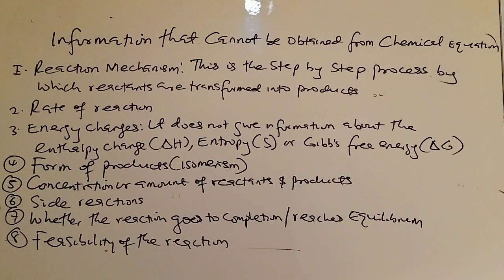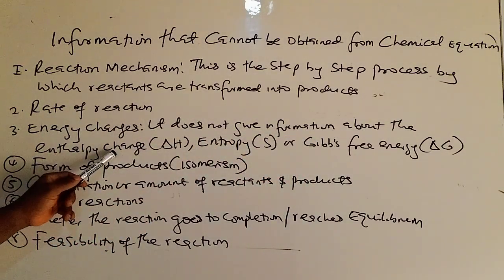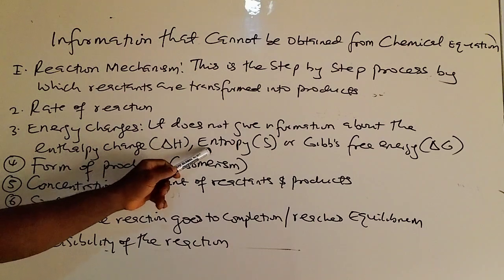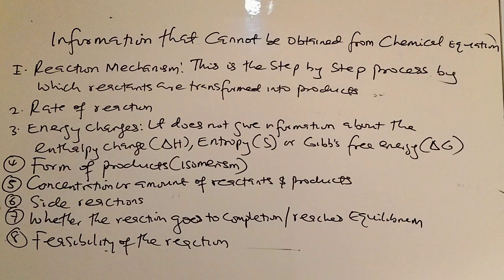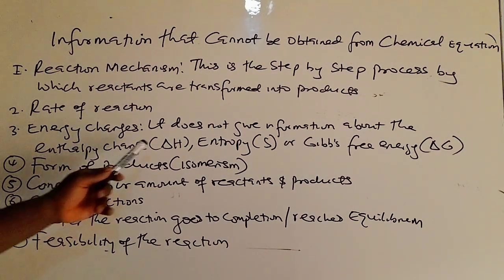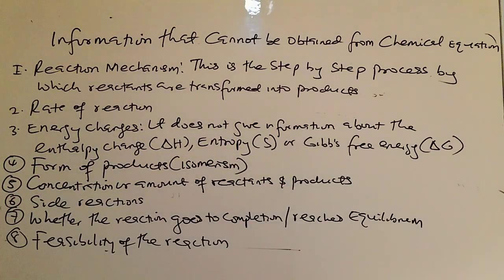Energy changes: we cannot get information about energy changes from a balanced equation. It does not give information about the enthalpy change, delta H, entropy S, or free energy, delta G. So we cannot get this information from a balanced equation. To study this in detail, we refer to a branch of chemistry called chemical thermodynamics. So this cannot be obtained from a balanced equation.